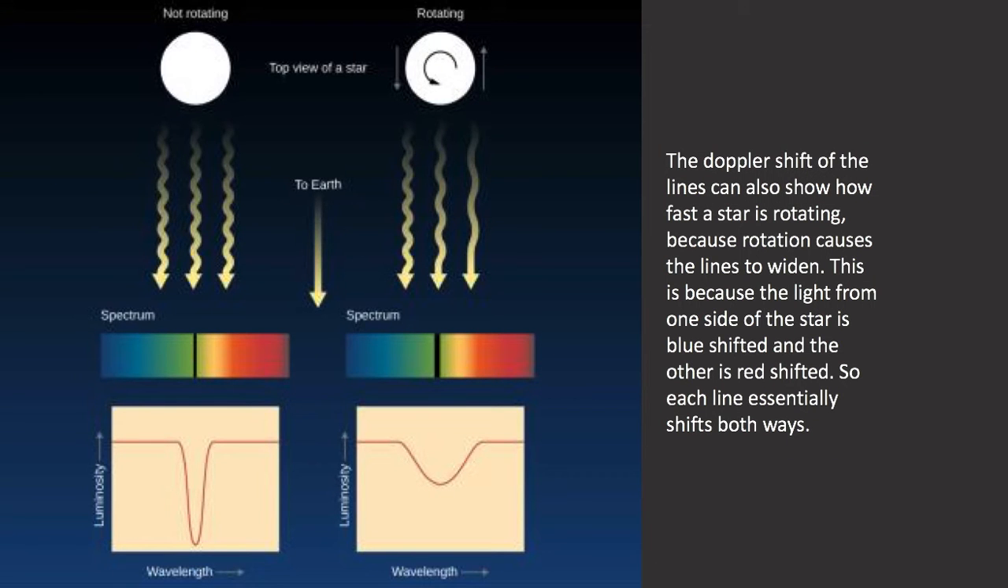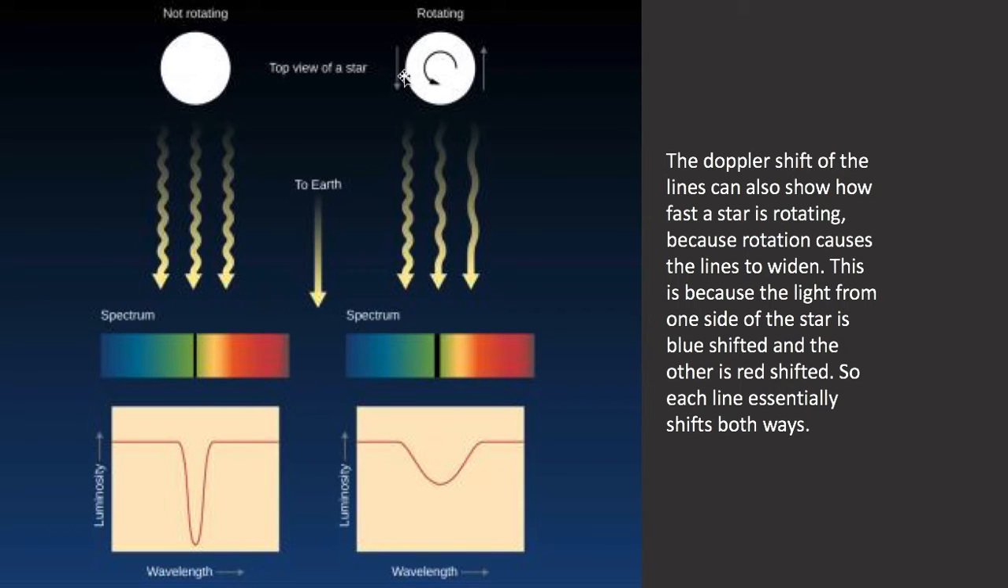Now, a more subtle example of the Doppler effect is when the star is rotating. It's not the whole star moving towards or away from us. That could still be happening. But within that, the light from each side of a star can be Doppler shifted if the star is rotating. So in the picture we have one star that's not rotating, and so the light from each part of the star is the same, and the spectral line will be a very sharp line.